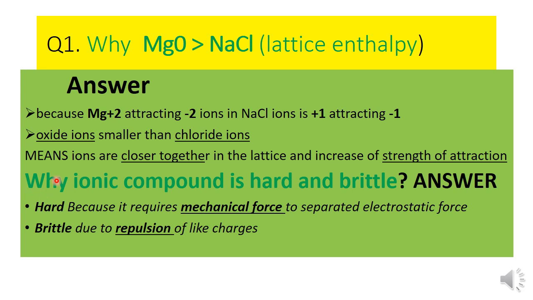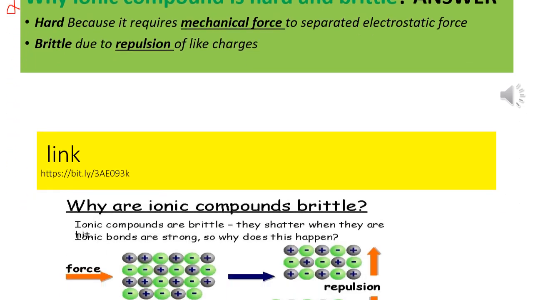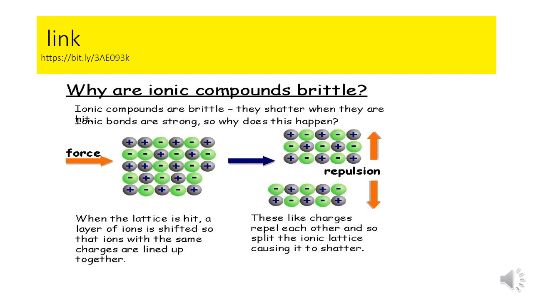Then question two: why is an ionic compound hard and brittle? Explain why. It is hard because it requires mechanical force to separate the electrostatic force. Why is it brittle? It is due to repulsion between like charges. Ionic compounds are brittle and they shatter when force is applied.